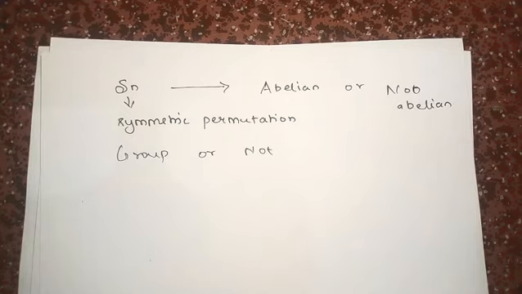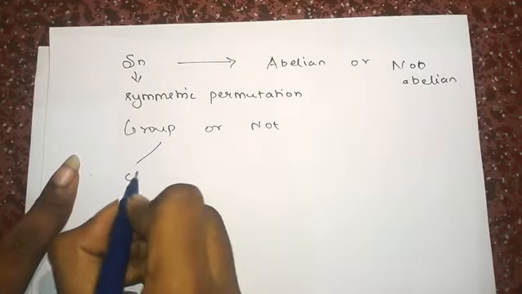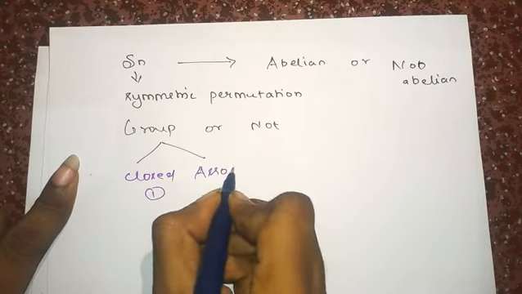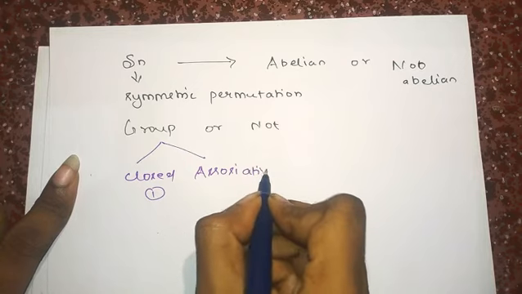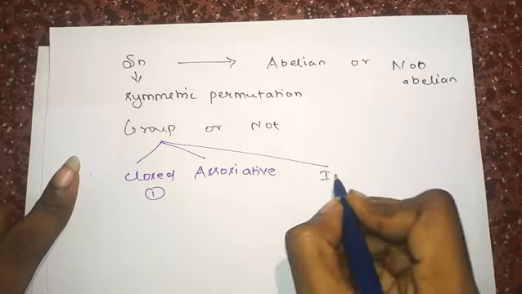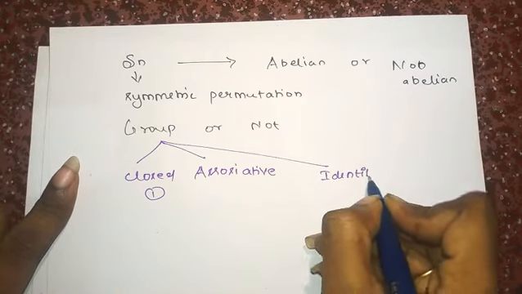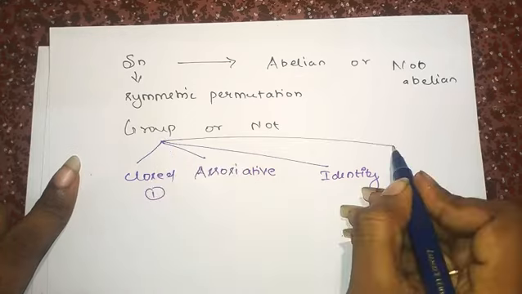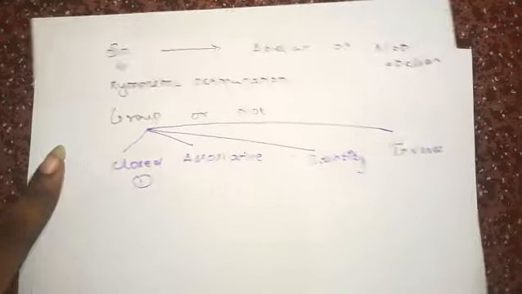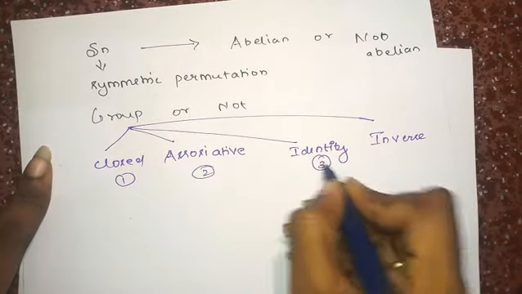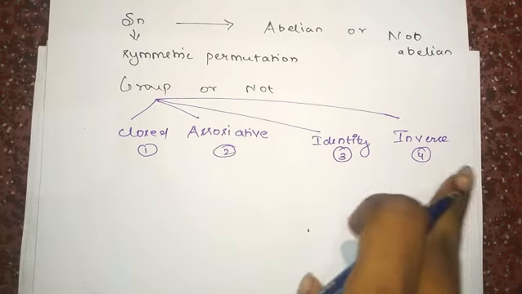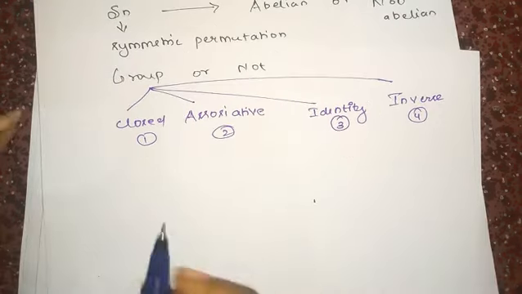In a group we have four properties. First is closed, second one is associative, third one is identity, and the fourth one is inverse. We will be proving all these four properties in this class.